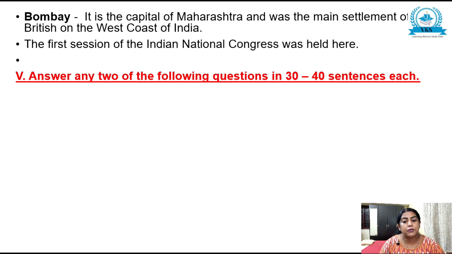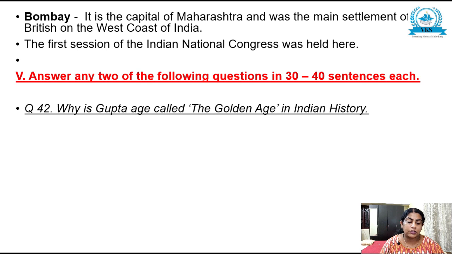Now the fifth main is the essay question, long answer question. Answer any two of the following questions in 30 to 40 sentences each. So here 4 questions will be given, out of which you will have to write any 2. Each question carries 10 marks. So the first question in this paper is, why is the Gupta age called the golden age in Indian history?